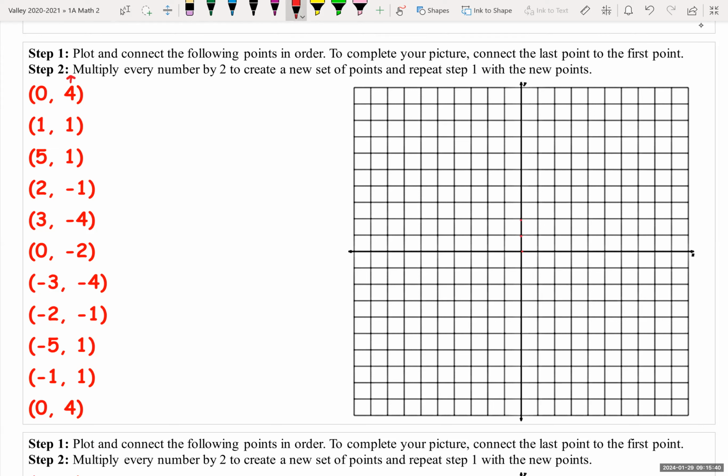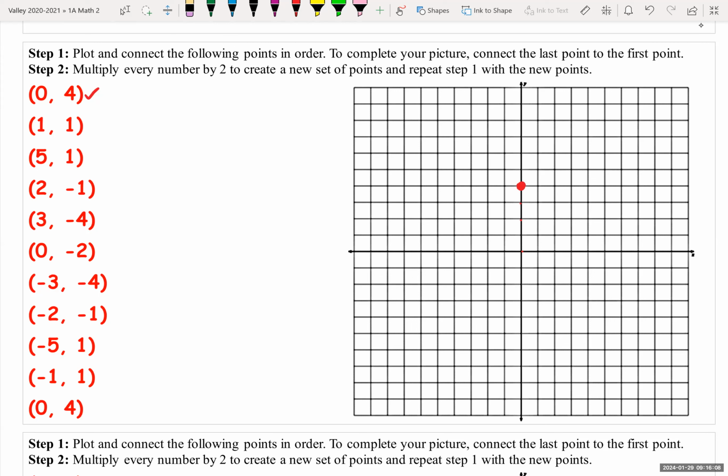So just count 1, 2, 3, 4 squares up, and put a dot. From the center, which is called the origin, you're going to count up 1, 2, 3, 4. So this is 1 right here, 2, 3, and then 4, and you're going to put a dot. Okay, so you're just counting up 4 lines. So that is 0, 4. I'm going to put a little check mark by it so I know that I did that one. Maybe that would be a good idea on your paper. Just put a check mark next to it so you know you did it.